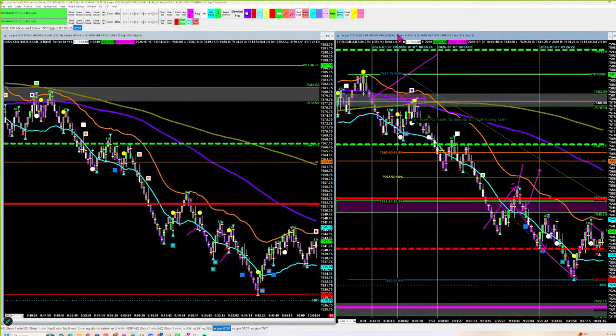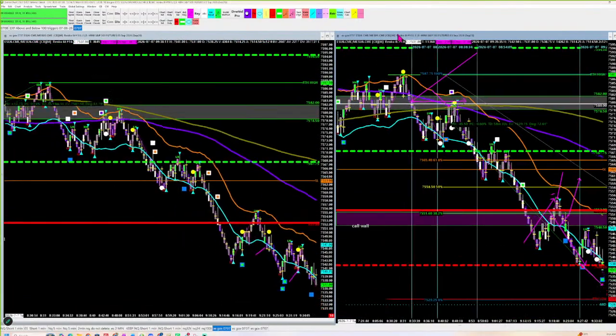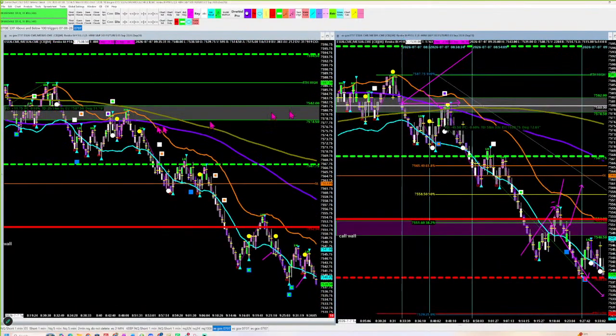And I'm just going to run through the clues. Everyone's going to see this a little bit differently. So up here, I am looking for the push up that gets absorbed. Again, I don't get it on the 8 tick. It's this guy right here.